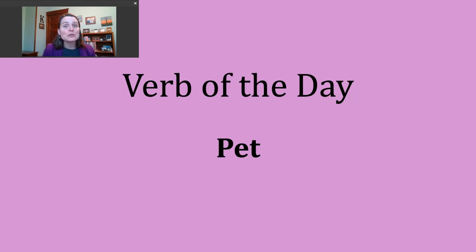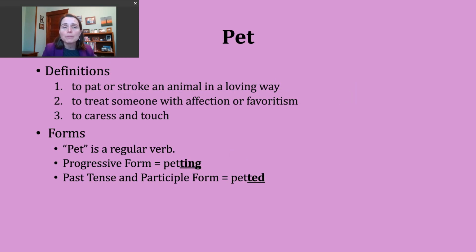Now let's take a moment to look at some of the definitions or the ways that we use this verb. The first and most common way you are likely to encounter this verb is to describe the action of patting or stroking an animal, doing it in a rather loving way. Again, most people think of this definition when they encounter this verb, and this can be done to a number of different domesticated or tamed animals.